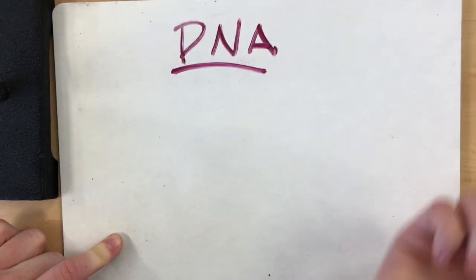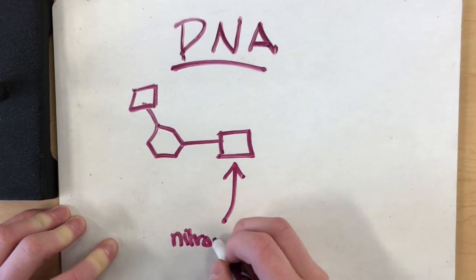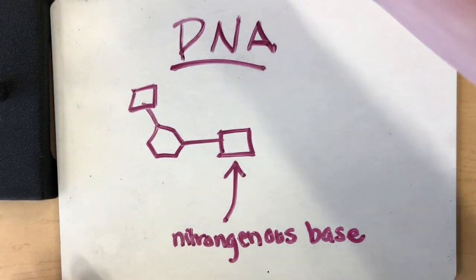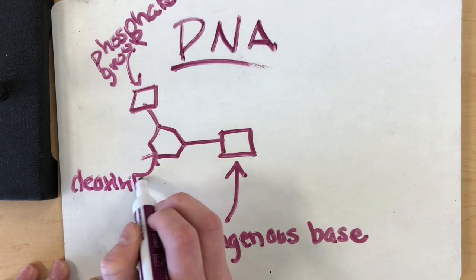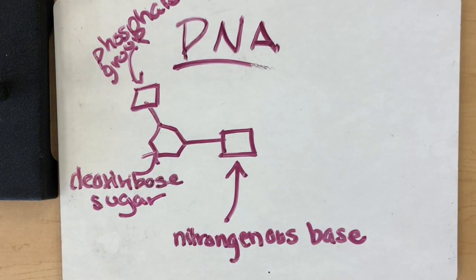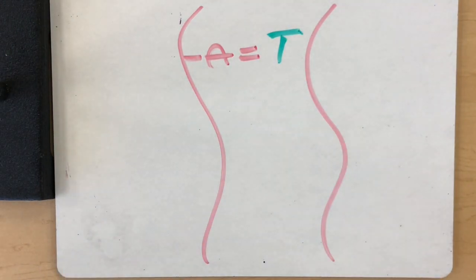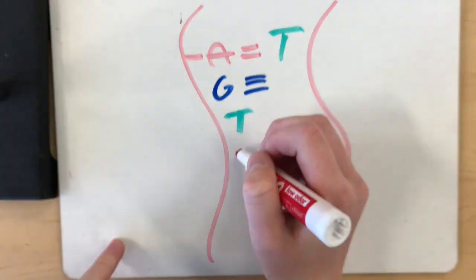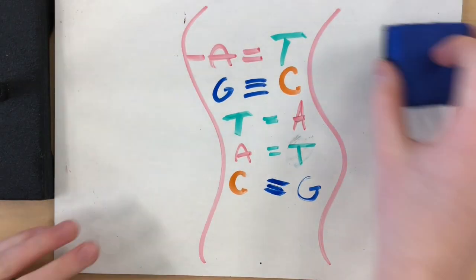DNA is made up of nucleotides that are bonded together. These nucleotides include a nitrogenous base, a phosphate group, and a deoxyribose sugar. The nitrogenous bases are paired together. Adenine and thymine always pair together, and cytosine and guanine always pair together. These bases are bonded by hydrogen bonds.